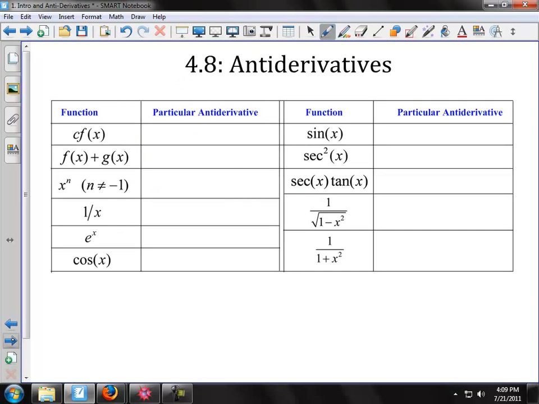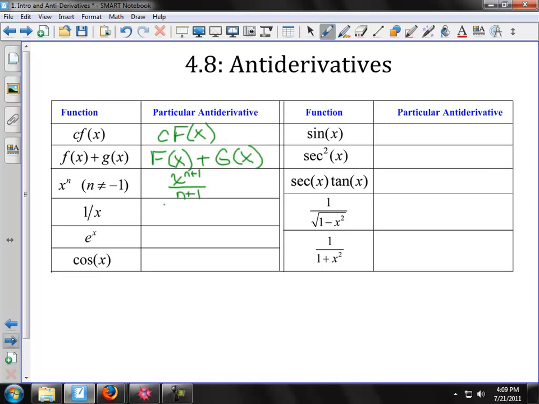Okay, so here's a bunch of things that we should know about antiderivatives. If you have a constant times a function, then when you find the antiderivative, it's just a constant times the antiderivative of the original function. If you're adding two functions together, then you can take their antiderivatives separately and then add the answers. If you have x to the n, then we just said you add 1 to n and then divide by that same number. If you have 1 over x, what function's derivative is 1 over x?